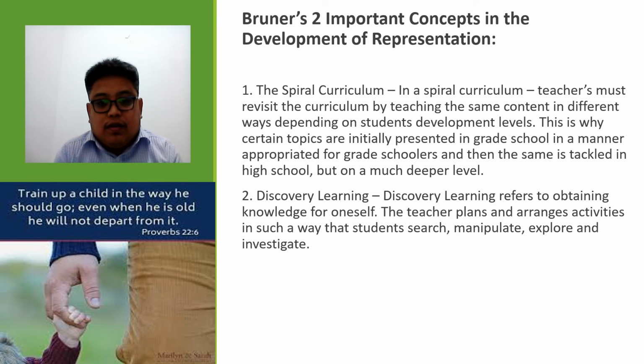Bruner's two important concepts in the development of representation. Number one, the spiral curriculum. In a spiral curriculum, teachers must revisit the curriculum by teaching the same content in different ways depending on students' development levels. This is why certain topics are initially presented in grade school in a manner appropriate for grade schoolers, and then the same is tackled in high school, but on a much deeper level.